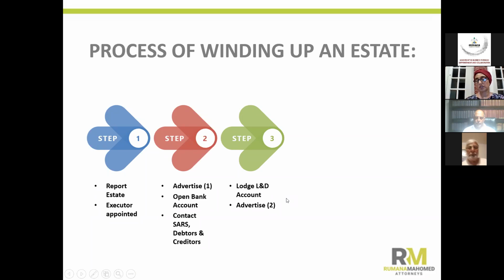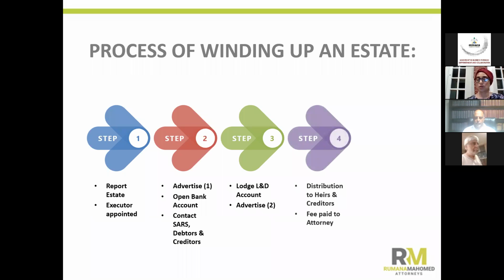Thereafter, once that account is approved by the Master, a second advert is placed in the newspapers and the Government Gazette to advise the public and creditors that this L&D account is available for inspection, and if anyone has any objections or any claims that are not lodged, this is their second opportunity to do so.